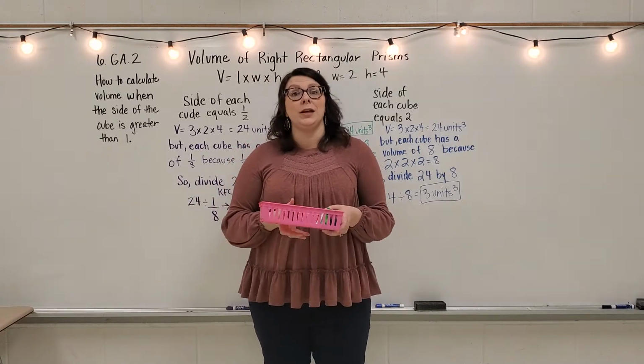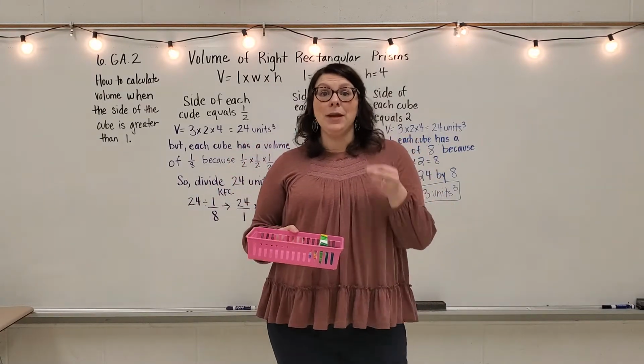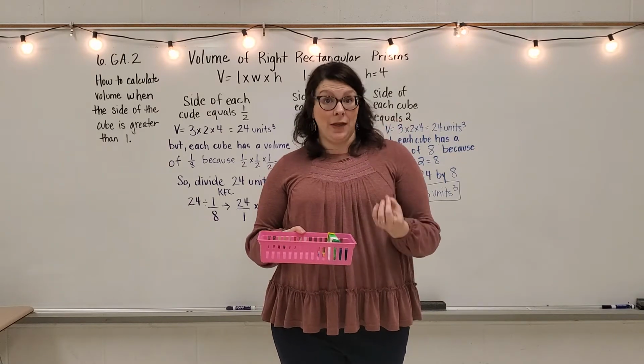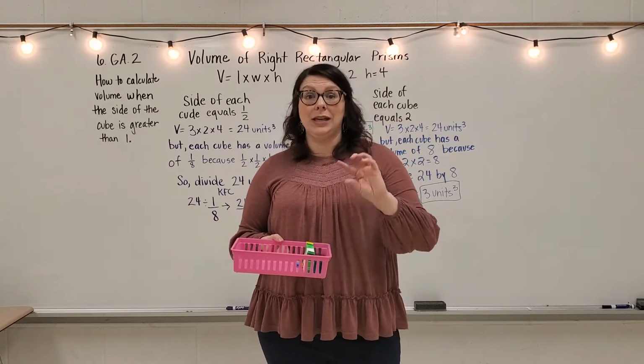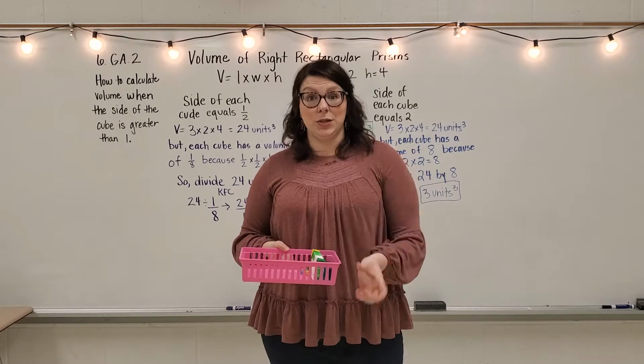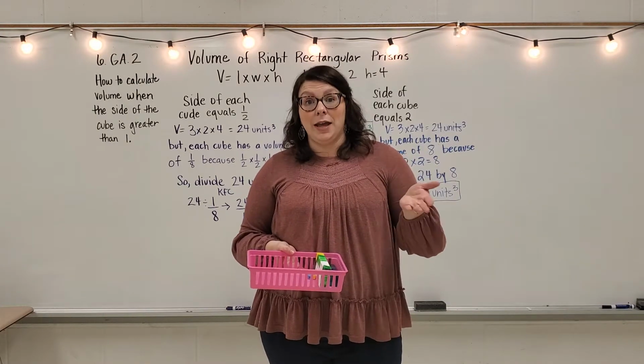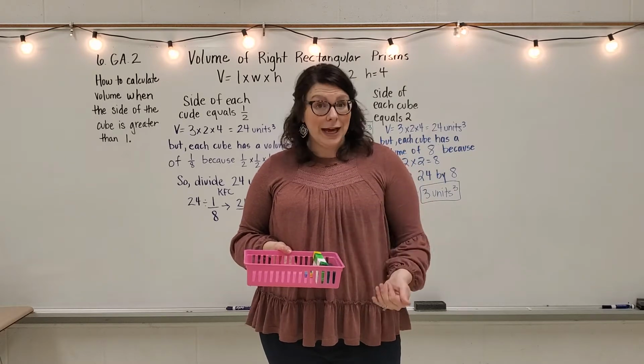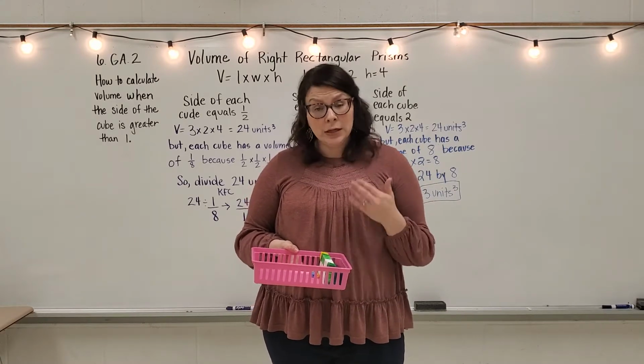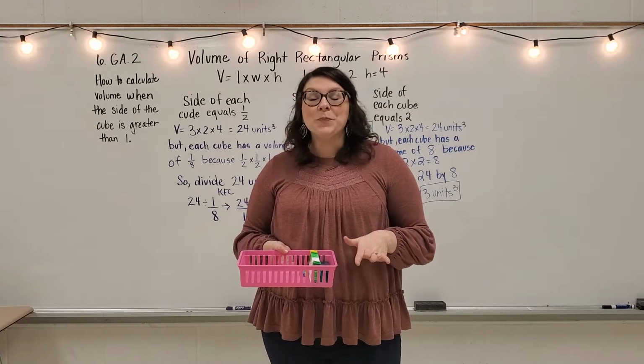greater than 1. Now, a cube has the same unit as the length, the width, and the height. That's what makes it a cube, because it is a square that is made into a 3D object. And we know that squares have the same measurement on each of the sides. All sides are equal. So in a cube, all sides are equal.